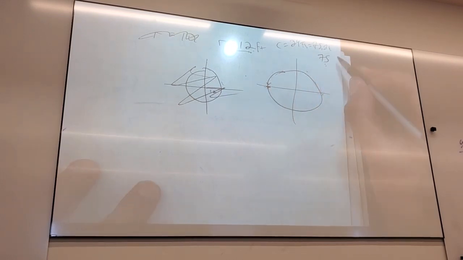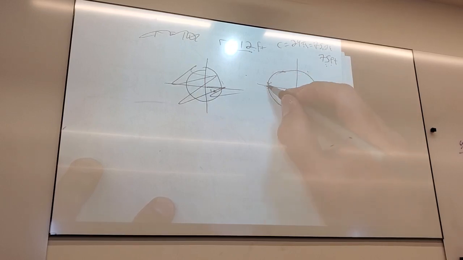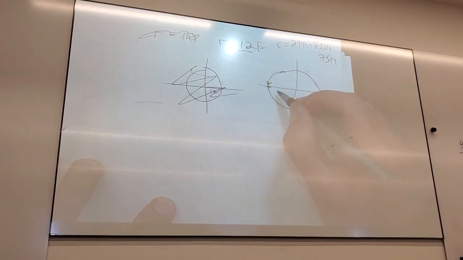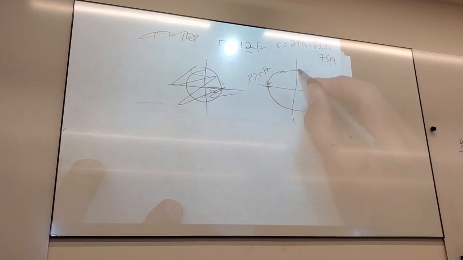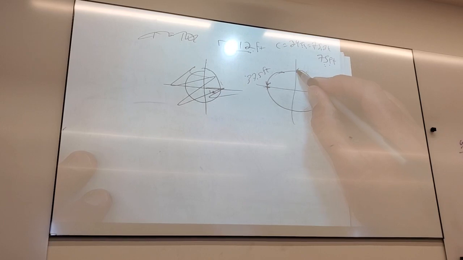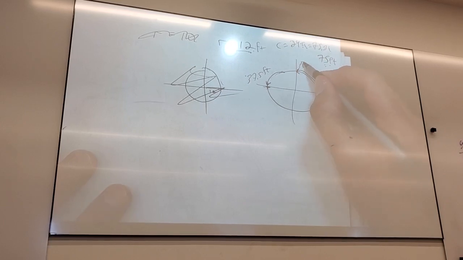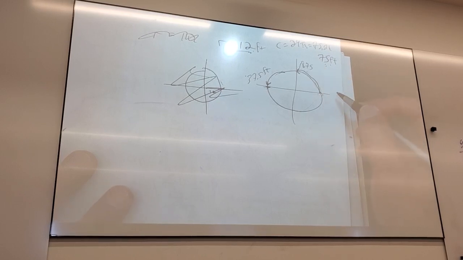Is everybody cool that the circumference is 75 feet, roughly? So all the way around is 75 feet. So what's this? 75 over 2, half the 75, correct? So 37.5. And what's this, just this much? 75 over 4, 18.75. Is that right? Okay.